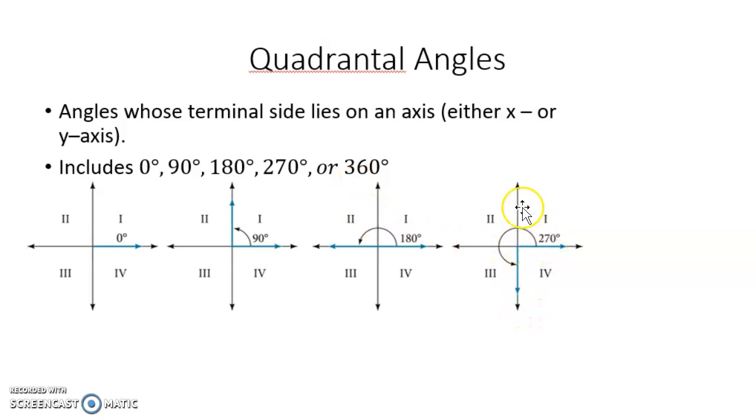And if you went all the way around, you'd be back at this spot right here, which is 0, or you could say 360. So if you hadn't gone anywhere, it's 0. If you've gone all the way around, then it's 360. So each one of these would be a quadrantal angle.